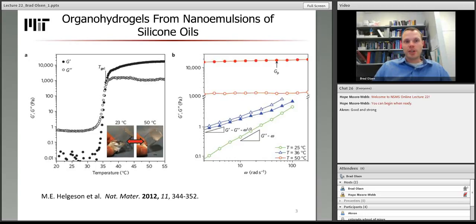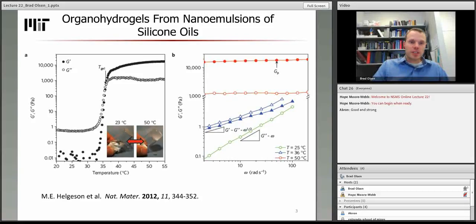And so thus the term organohydrogel, because it has an organic oil, the silicon oil, dispersed in water, making it a hydrogel. And essentially the colloidal particles, these organic silicon oil particles, serve as the colloidal object that forms a colloidal gel in this type of system.